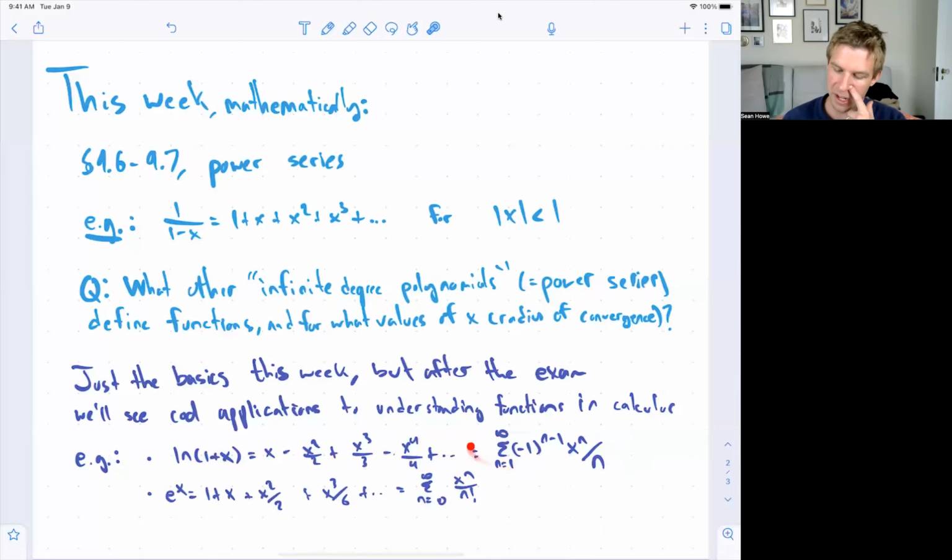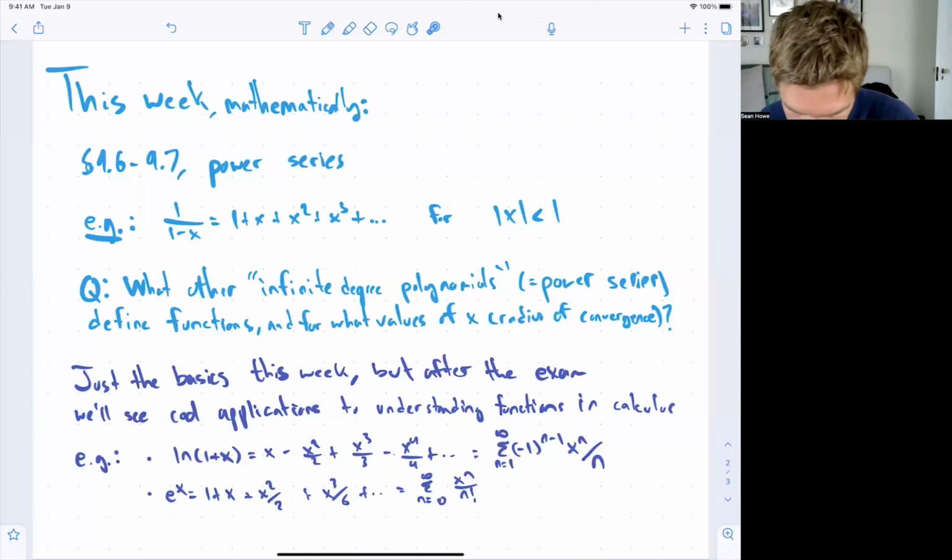I wrote that with sigma notation right here. Or e to the x has a power series expansion 1 plus x plus x squared over 2 plus x cubed over 6 and so on, where the nth term is x to the n over n factorial. So these functions that can look complicated from other angles, you can understand using these infinite degree polynomials. But again, this is something we'll see more after the exam, the second exam, so that's week 13.